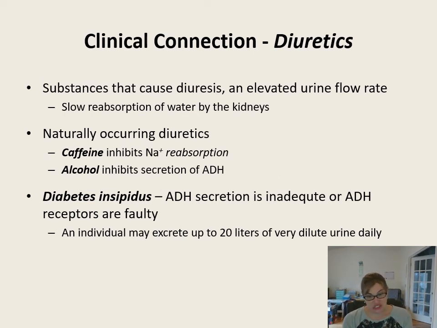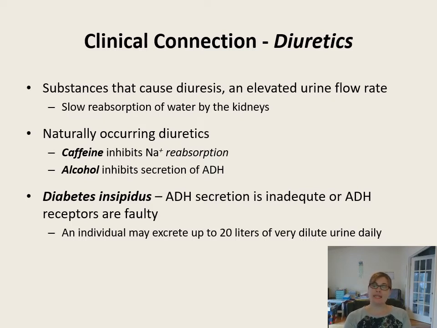So I actually just talked about this. Substances that cause diuresis, which is excessive urine flow rate, more urination, and kind of watery urine, slow the reabsorption of water by the kidneys. So naturally occurring diuretics I already mentioned: caffeine and alcohol. Both of those, especially alcohol, inhibit secretion of antidiuretic hormone, and that's why alcohol dehydrates you so badly.